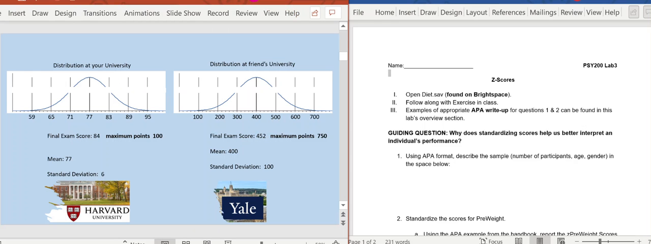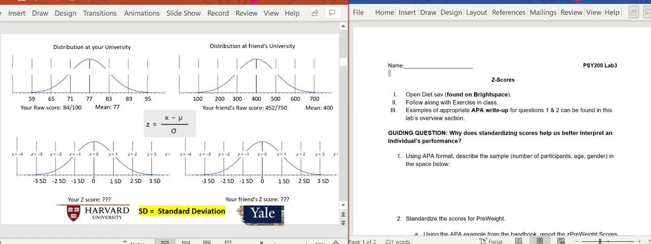Well, standardizing scores can help us do that. So we see where our score is maybe on a distribution of the data, and assuming we have a normal distribution, your score is right here at 84, and your friend's score is right around here, I would say, 452. And still, it's a little bit tough to know who did better compared to the average. But we're able to compare these two groups by standardization. Lo and behold, we have standardization here.